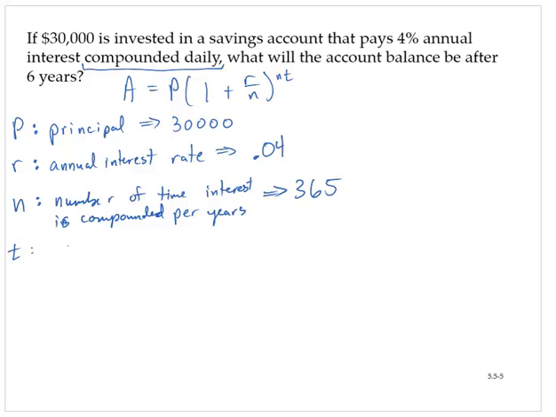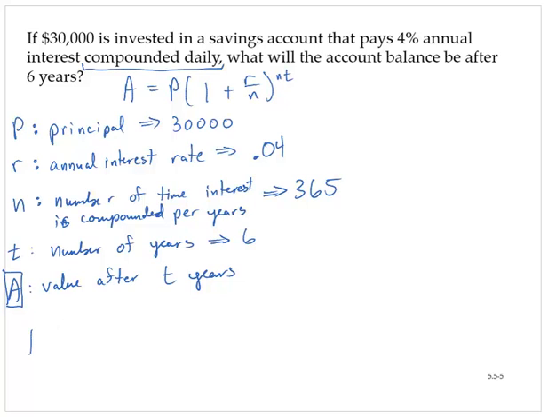And T is the number of years, which in this case is 6. And finally, A is the value after T years. So that's what we're looking for. It says what will the account balance be after 6 years? So we need to solve for A, right? We want the value of A given all the other information.